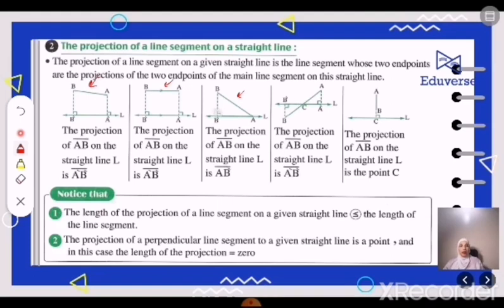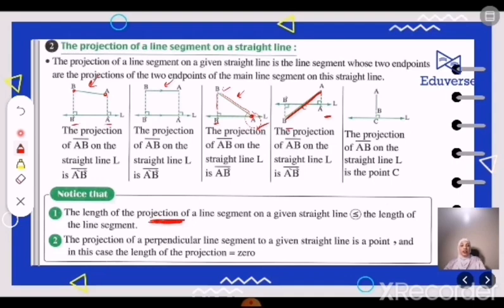Let's see the details here. If I drop perpendiculars from A and B, as I told you, to A dash and B dash, and the segment is parallel to the straight line, their lengths will be equal. But if they are not parallel, they will not have the same length. Here they are not parallel, but one of the two points is already on the straight line, so its projection is itself. The other one is another point. Here also it's intersecting like this, so it will be two points, which is a line segment. That means they have length.